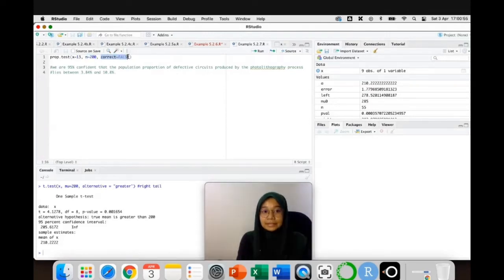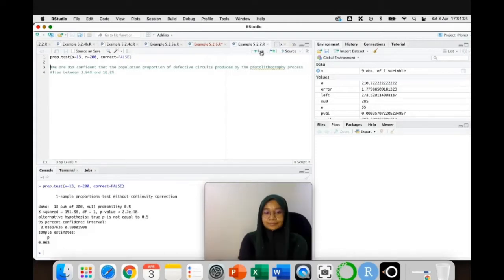Correct false ni dia adalah pasal continuity correction. Kita tak ada kata continuity correction, so it is false. So you just run this one. Dan you akan dapat the result. What is the P value?